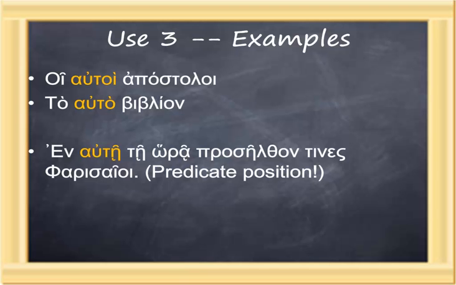Hoi autoi apostoloi. Autos is in the attributive position. It follows an article, and it has a noun that it modifies in case, gender, and number. The same apostles. To auto biblion, again, in the attributive position following the article and with a noun. The same book.